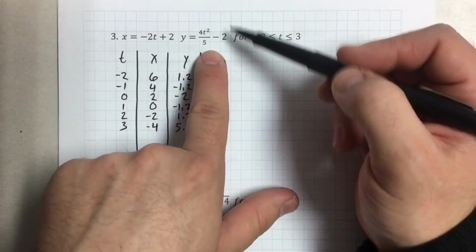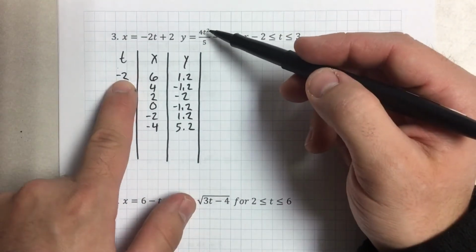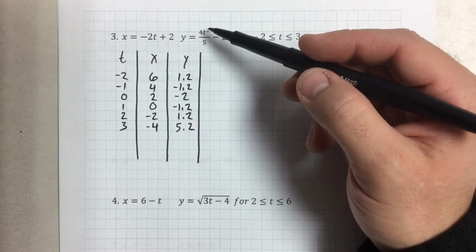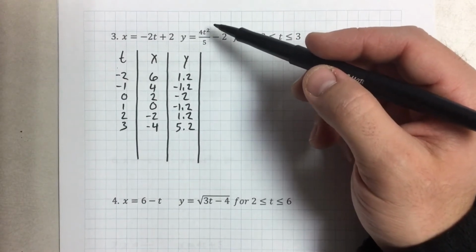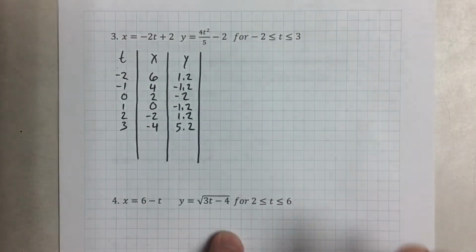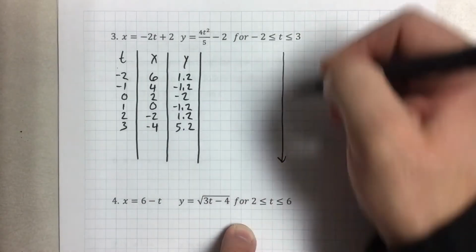Really, this equation might look rather challenging, but all you're doing is squaring your t-value, multiplying it by 4, and dividing by 5. And then you're subtracting 2. That's all you're doing. Squaring, multiply by 4, divide by 5, and subtract 2. Don't overthink it, guys. Please do not overthink it. All right, so we plot this.